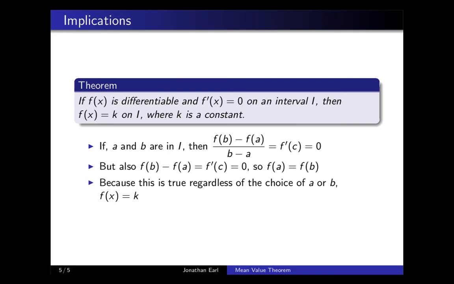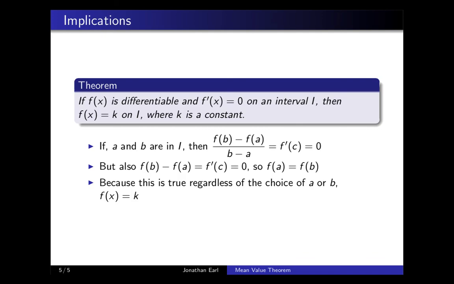Well, suppose that we have two points a and b that are in this interval. Then we would know from the mean value theorem that the slope of the secant line connecting these points a and b is equal to f prime of c for some point in between. But because we've said the derivative is 0 everywhere, the slope of the secant line has to be 0. We could multiply both sides by b minus a. We're assuming that a and b are two different points, so b minus a is non-zero. That says that f of b minus f of a is equal to 0, or f of a is f of b.